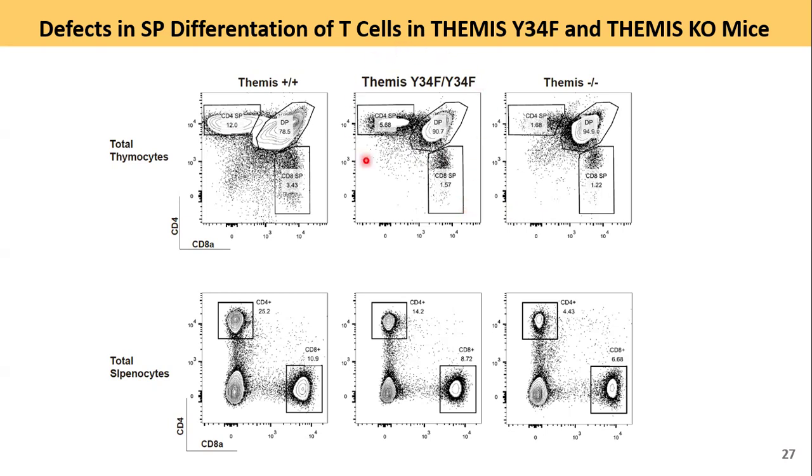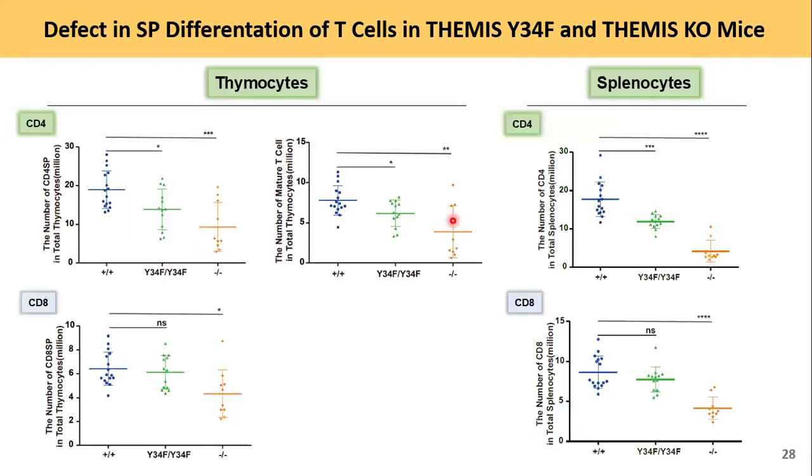We also found that the Y34F phosphorylation-deficient mutant mice also showed a mild but significant reduction of CD4 single positive cells, as well as CD8 single positive T cells. After careful calculation and counting of many mice, we found that the CD4 defect is significant in our knock-in mice. CD8 T cells are not significantly affected. I will come back to this point later in the talk.